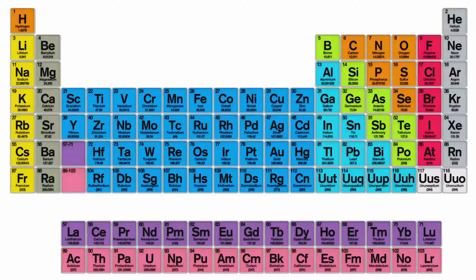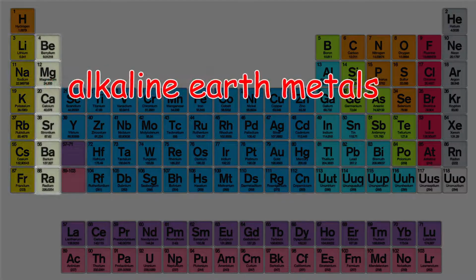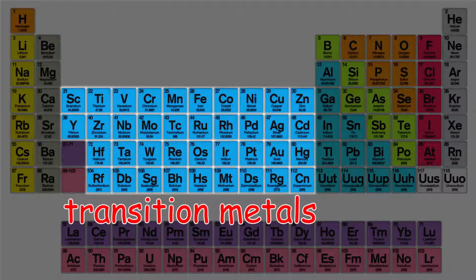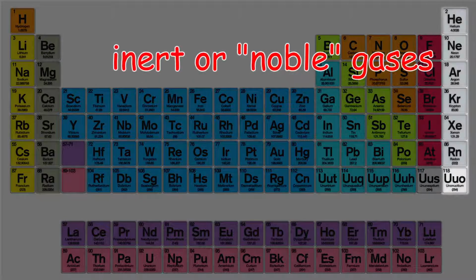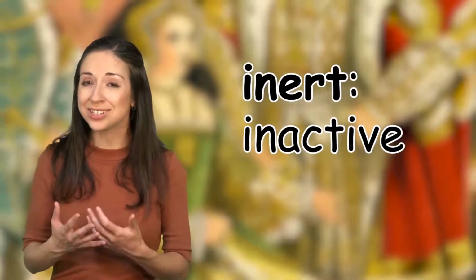The 5 basic families of elements are alkali metals, alkaline earth metals, transition metals, halogens, and inert gases, also known as noble gases. Inert means something that doesn't move or react. In ancient times, noblemen were aristocrats, like lords or ladies, that didn't do any of the hard work that the working class did. So it's easy to see why the inert gases were initially called noble gases.